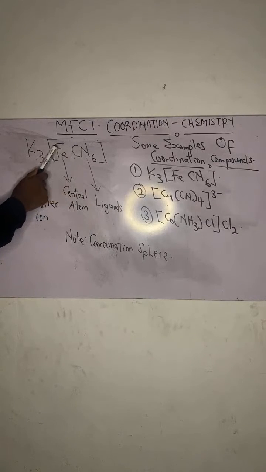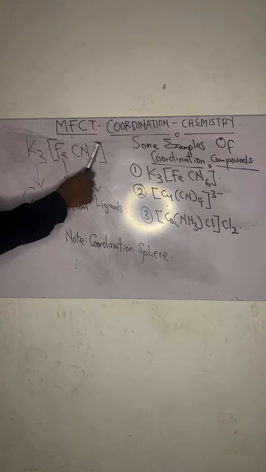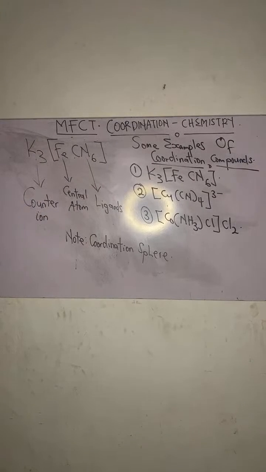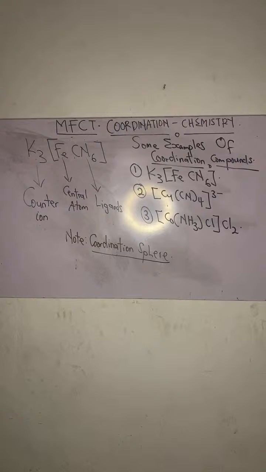Now, your coordination sphere simply means the central atom, the ligand, everything that is present inside the square bracket together with that bracket. Everything present inside the square bracket together with the bracket can be referred to as the what? Coordination sphere. But any atom or molecule that is found outside the square bracket is simply referred to as the what?